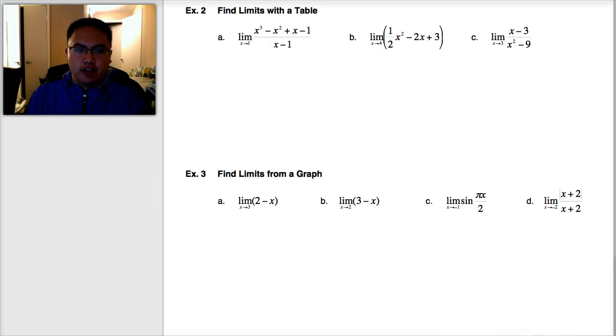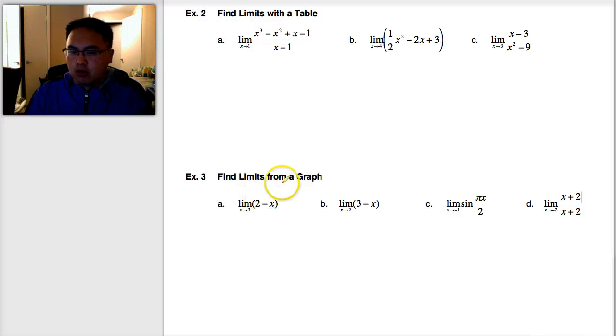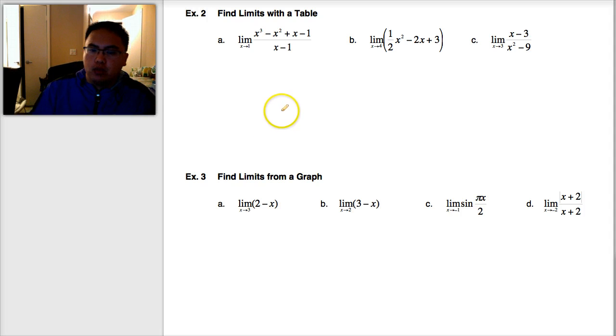These ones say find limits with a table, find limits from a graph. We're not going to do that. All I'm going to do is practice some direct substitution. And then there's some instances where direct substitution doesn't work, and we'll learn what to do tomorrow.